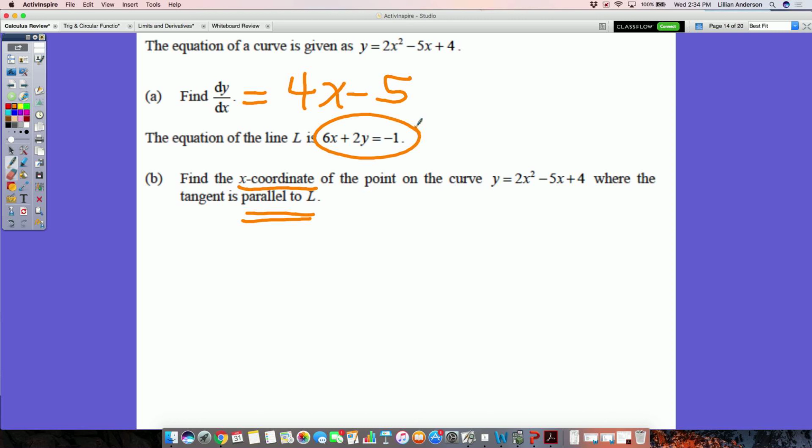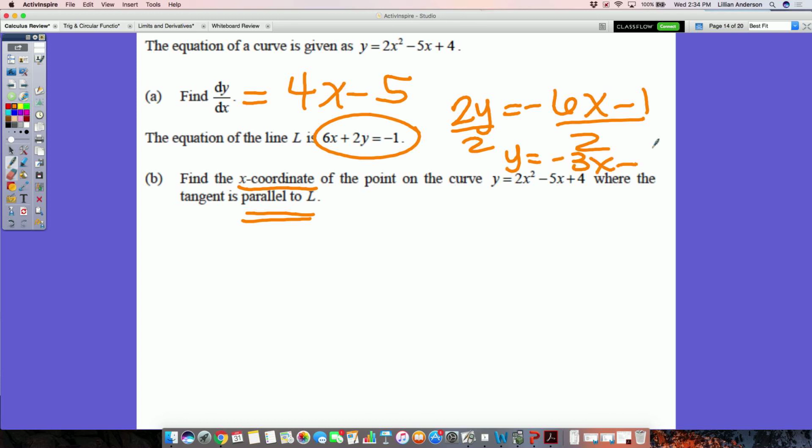Set it equal to the derivative. How do you find the slope of this line? You gotta get it in y equals mx plus b form. So to do that, what do I need to do? You gotta subtract 6x to get it on the other side. Subtract 6x, and then divide by 2.